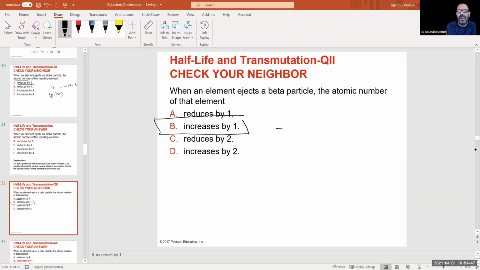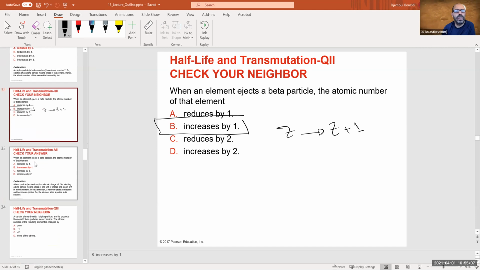So this is Z, going to Z plus 1. What happened in here in this case? You have a neutron became a proton. So whatever you started with in the number of protons, you add to them this neutron that has changed to a proton, obviously emitting the electron that left the whole nucleus.